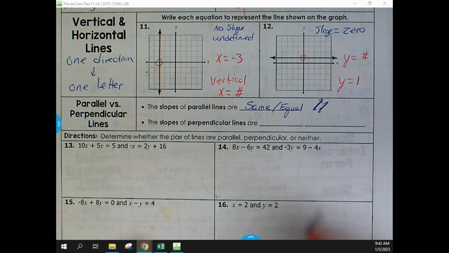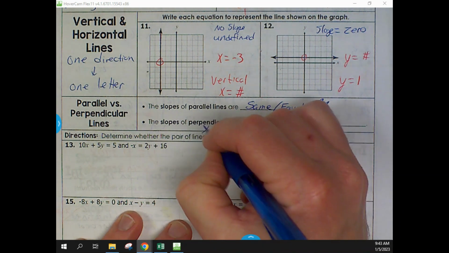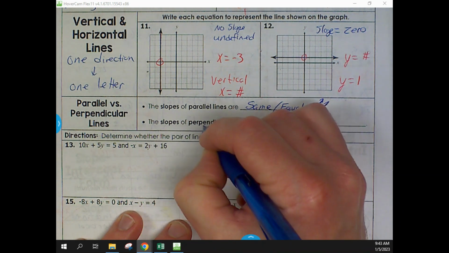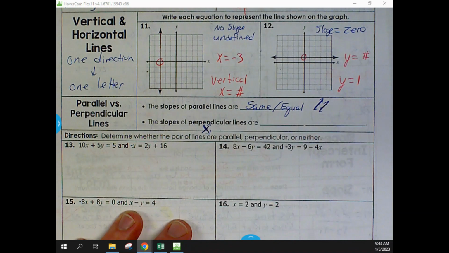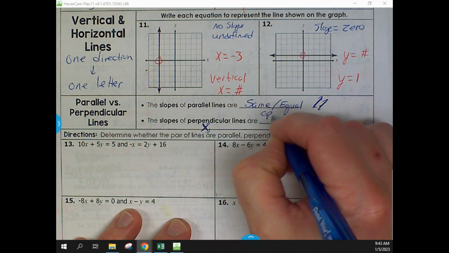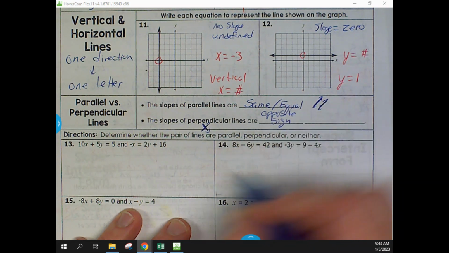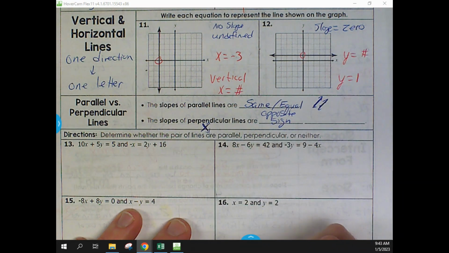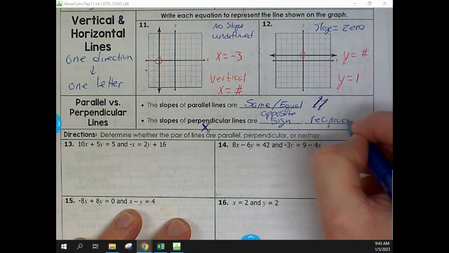Okay, and then perpendicular lines. That's where they make an X and everything is at right angles. This line is positive and this line is negative. So they have two blanks. The way I do it is to say that they are opposite signs, because if one is positive, the other has to be negative, since you're making an X. And then the other thing is that for the way it sets up, they're also going to be reciprocals.